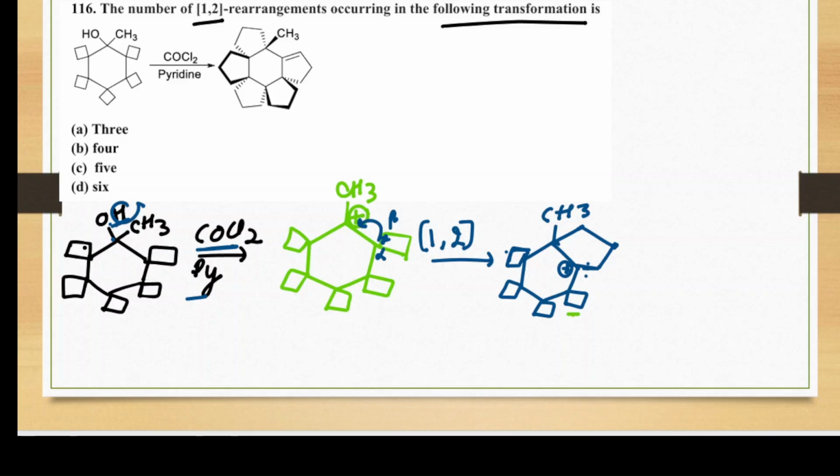Again you can see this is the alpha position, this is the beta. This alpha-beta bond breaking you will be seeing, and you will be doing the ring expansion. Again you can do the 1-2 rearrangement in this case. So this will result in the formation of again one new 5-membered ring. It will be formed over here. So this one we were having.